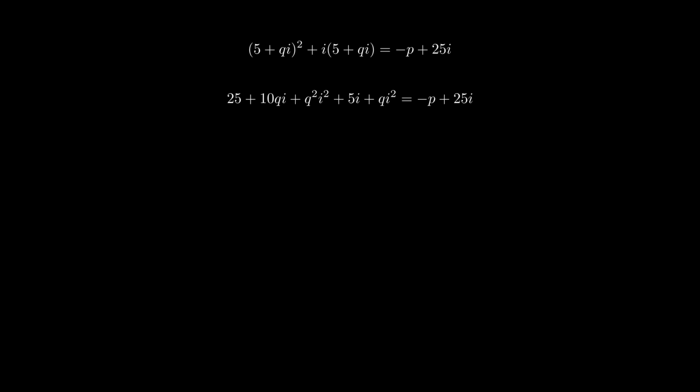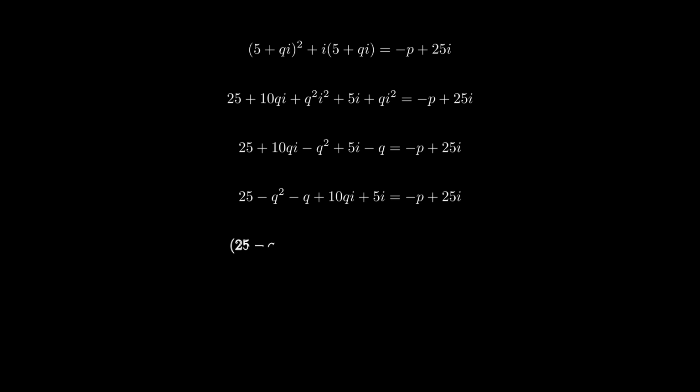Multiplying out, we get 25 plus 10qi plus q squared i squared plus 5i plus qi squared is equal to minus p plus 25i. And remembering that i squared is just equal to minus 1, as by definition i is equal to the square root of minus 1, we have 25 plus 10qi minus q squared plus 5i minus q. Tidying up a little bit, we've got 25 minus q squared minus q, which is the real parts altogether, plus 10qi plus 5i, which is the imaginary parts together.